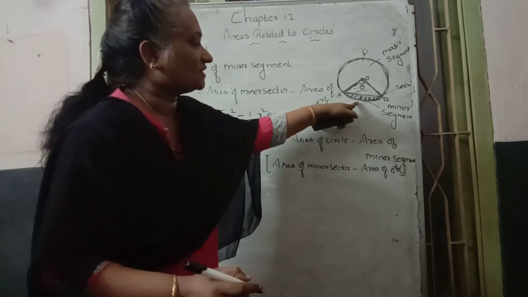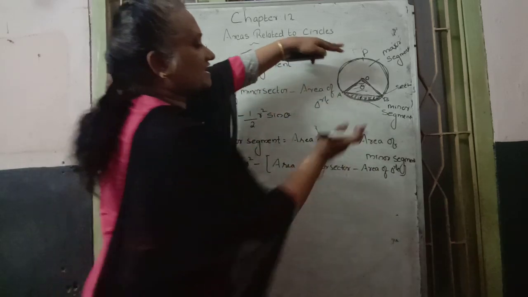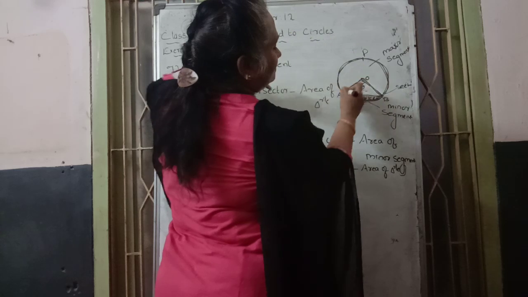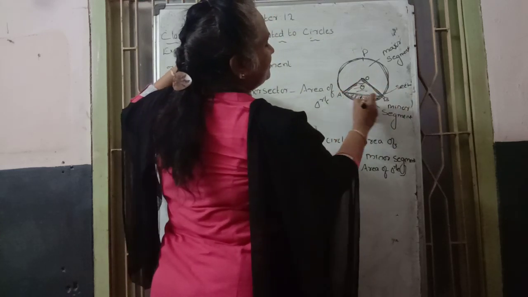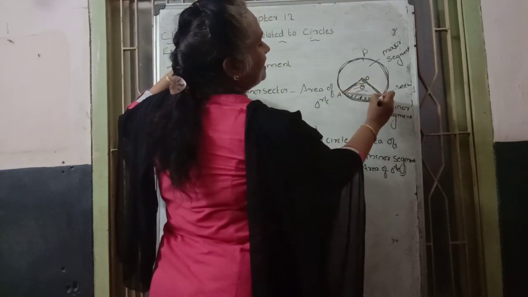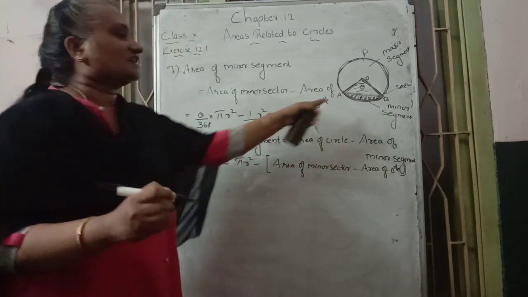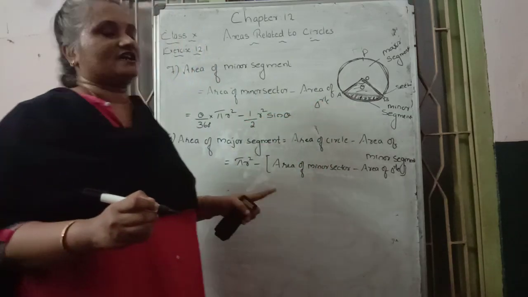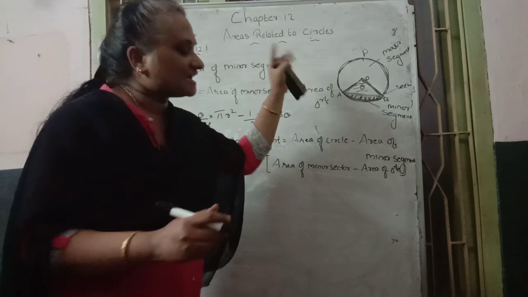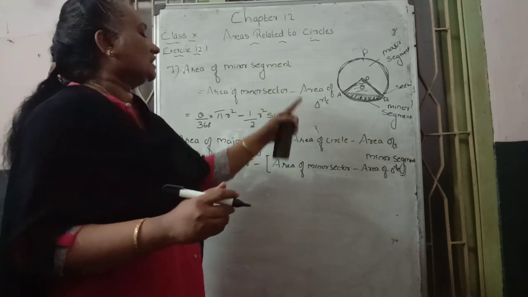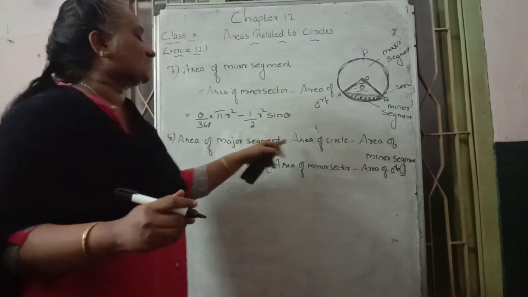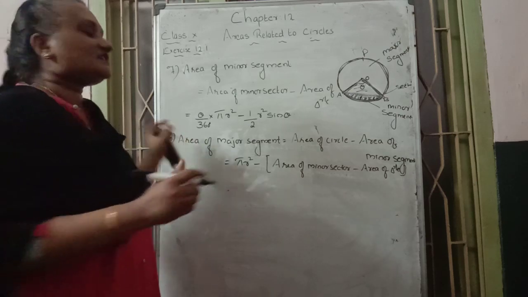Minor segment area formula: how to get the area of this minor segment? The area of this minor sector is subtracted with the area of this triangle. We get the small part area. So that small part area is removed from the circle area, and we get the area of the major segment.